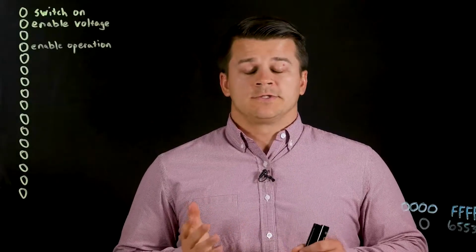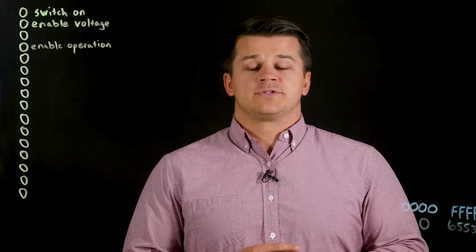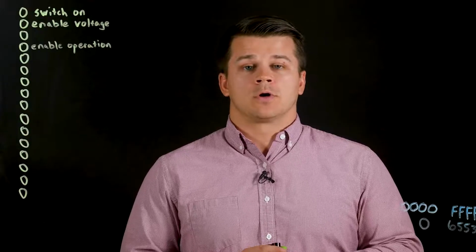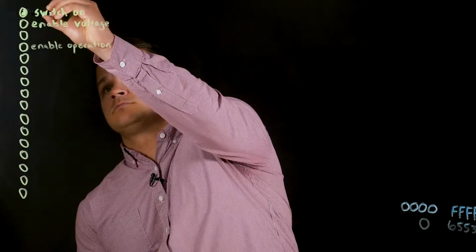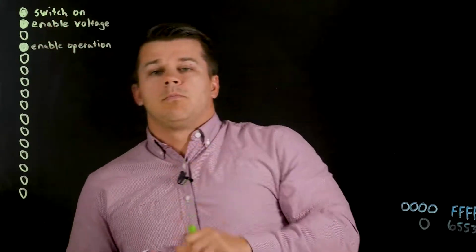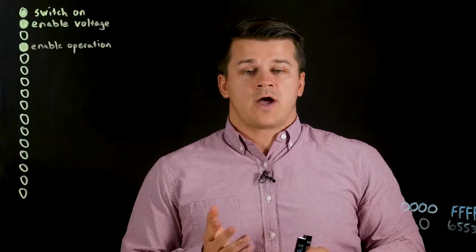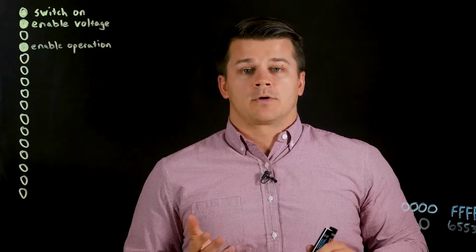To give a real-world example, in KEB's F6 and S6 drives, which use the CIA 402 control word, bits 0, 1, and 3 must all be set to 1 or true or on from the PLC to the drive in order for the drive to run the motor.